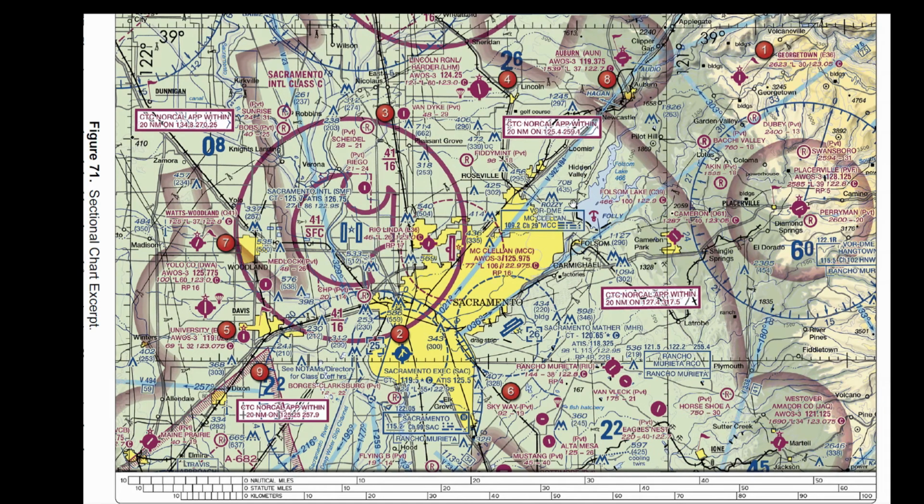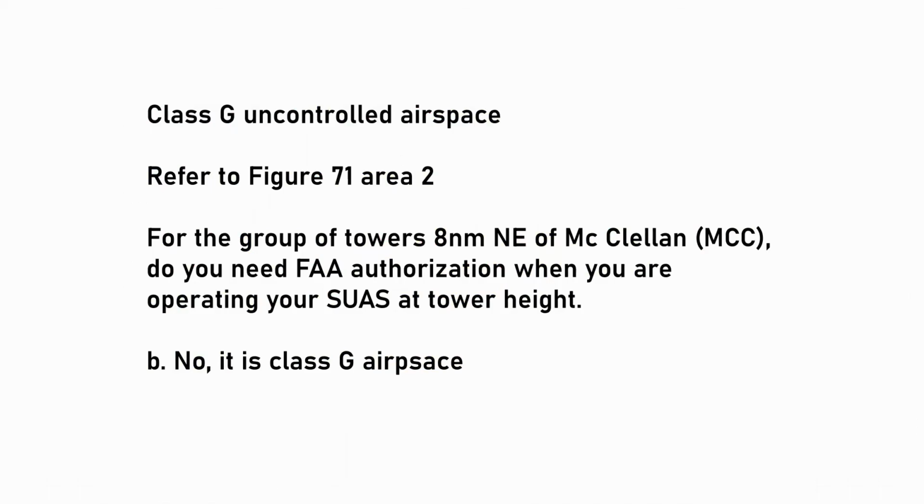The question asked operating at tower height. The tower height is 435 feet, which is 265 feet below the floor of the Class E airspace. Therefore, the answer is it's Class G airspace. Therefore, you don't need prior authorization. So for the question, for the group of towers 8 nautical miles northeast of McClellan, MCC, do you need FAA authorization when you're operating your sUAS at tower height? The answer is B, no, it is Class G airspace.